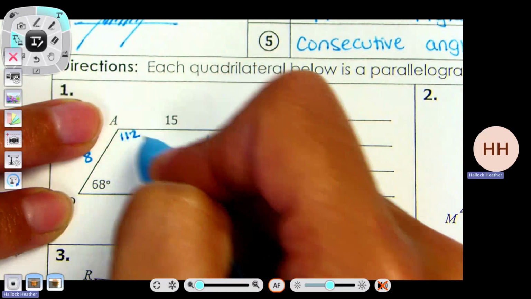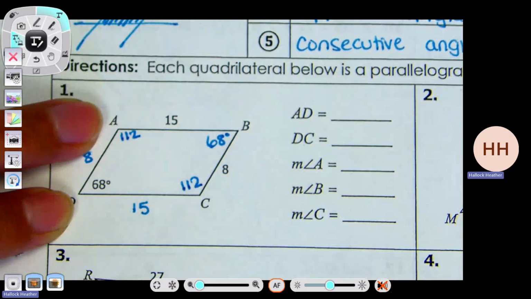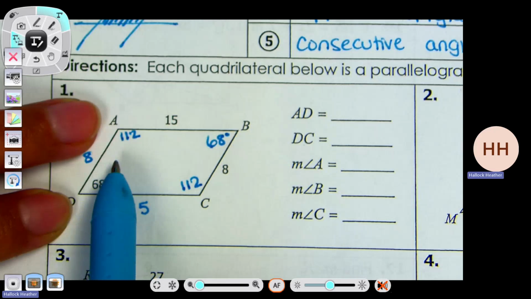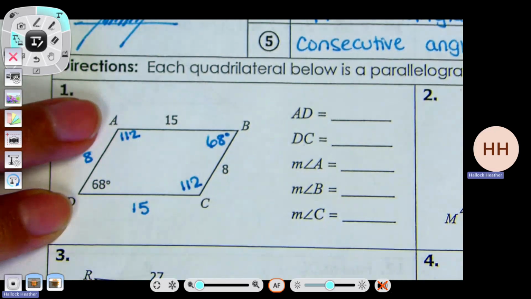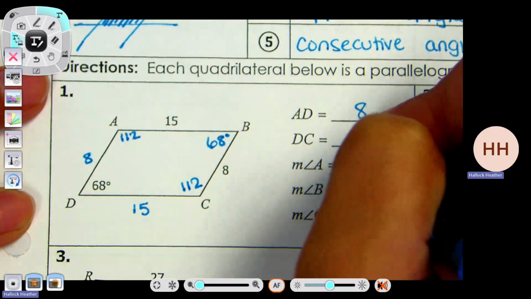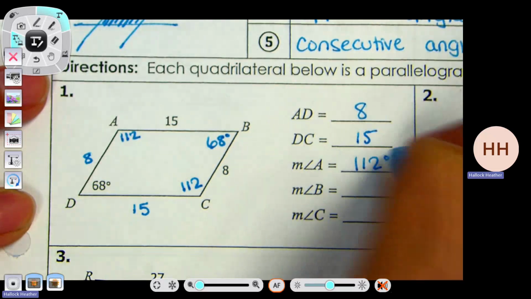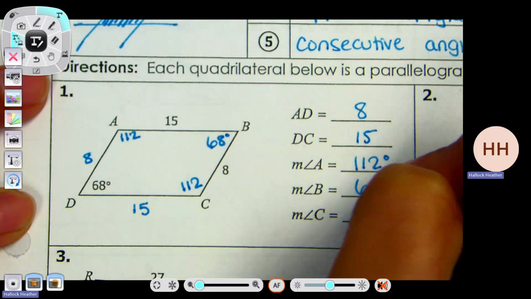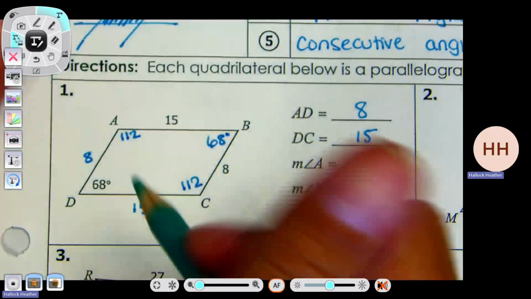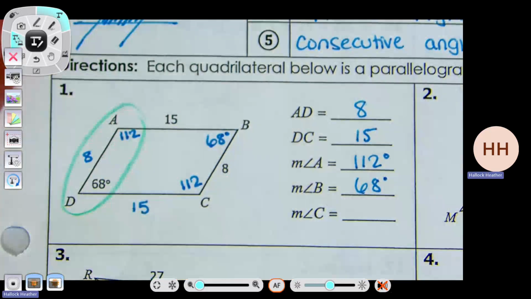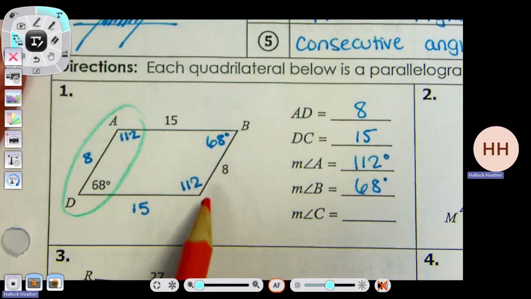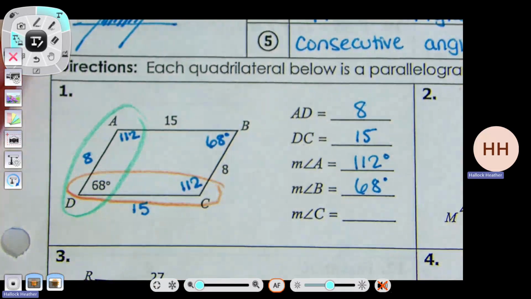112. And then A would match with C. And if you want to check, 112, 112, 68, and 68 would all add to make 360, because the inside should make 360. So AD is 8, DC is 15, A is 112 degrees, so it should have a supplement of 68 degrees. You minus 68 from 180 for 112, because if they're on the same side together like this, they add to make 180. You can look this way and add to make 180, or you can look this way and add to make 180, but if they're next to each other, they add to make 180.